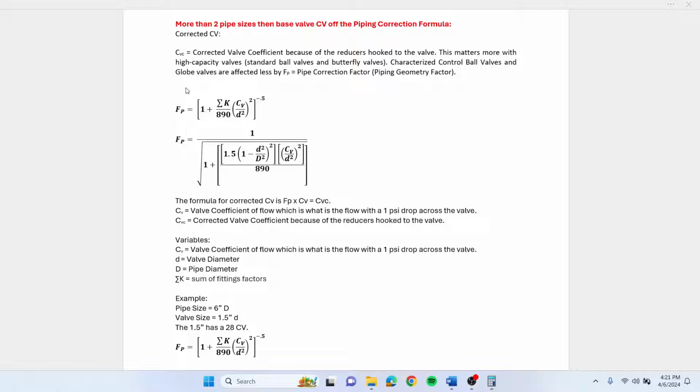So the first thing you have to do is solve for this FP. Well, what's FP? FP is the pipe correction factor or piping geometry factor. There's 2 different formulas you can use. You can use this formula or you can use this formula. This one looks more complicated, but I don't have this sigma K, or summation of K, whatever you want to call this here, and I don't remember ever doing a negative 0.5 exponent. I probably did a long time ago in school.